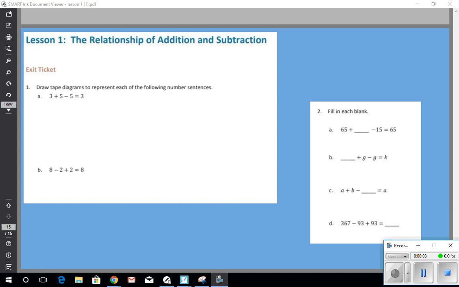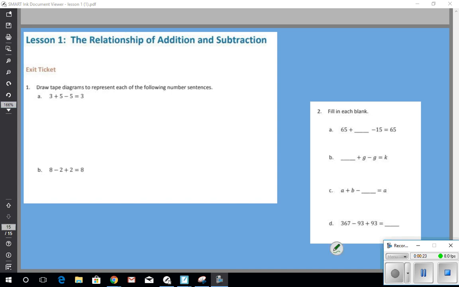Hi everybody, today in math class we looked at the relationship of addition and subtraction. So let's take a look at some examples that we actually worked through in math class today. It says, number 1, draw tape diagrams to represent each of the following number sentences. 3 plus 5 minus 5 equals 3.